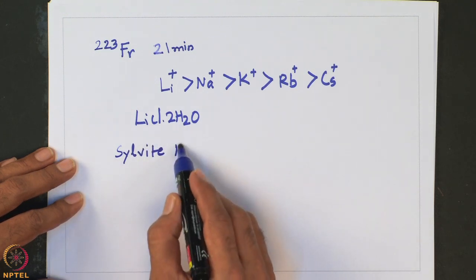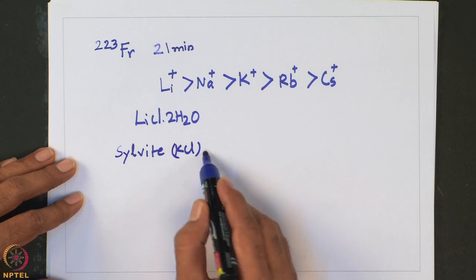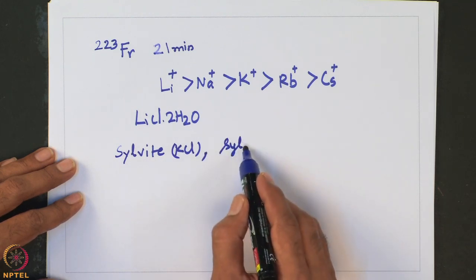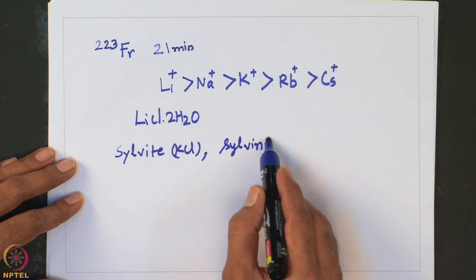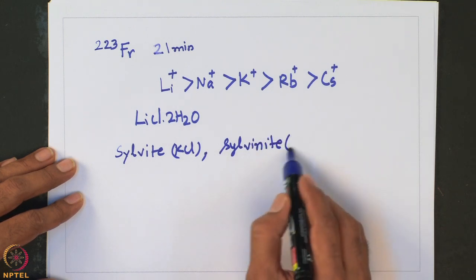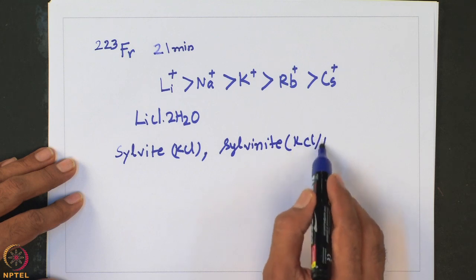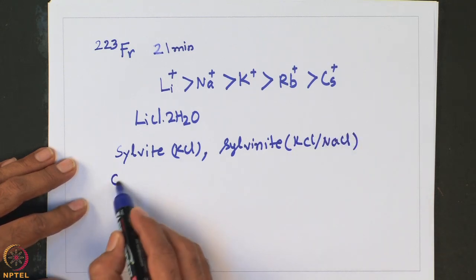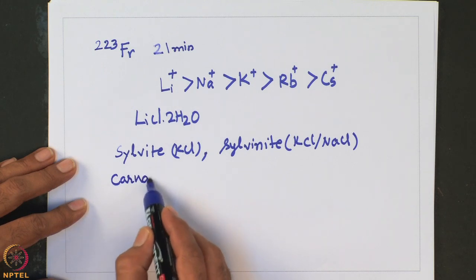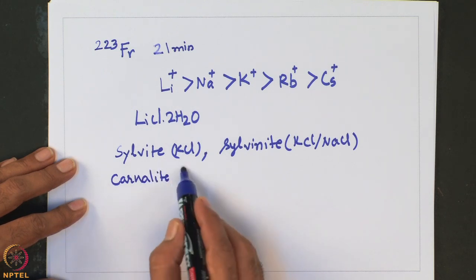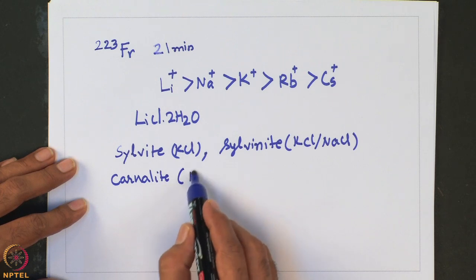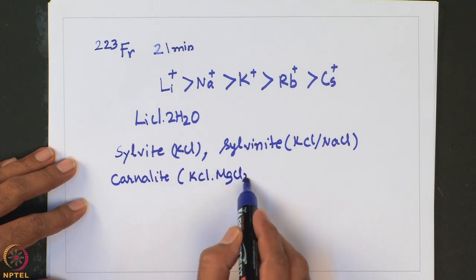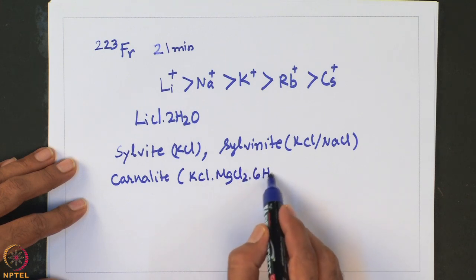in case of KCl, and in case of both KCl and NaCl, sylvinite and carnallite, which is a mixture of KCl, MgCl2, 6H2O.